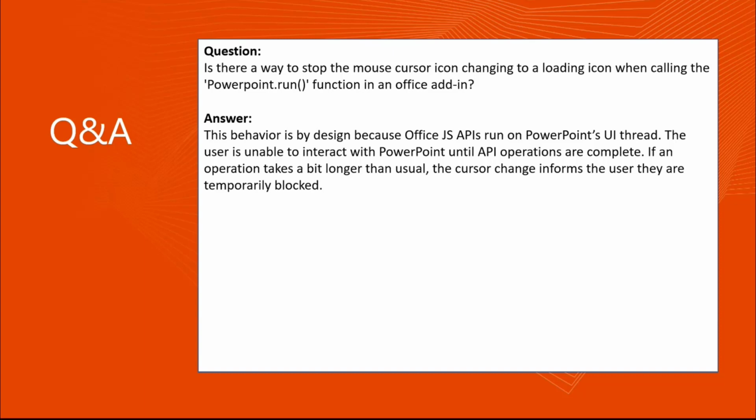And then moving along, we have our Q&A for today. In addition to what Juan already covered, some additional questions. Is there a way to stop the mouse cursor icon changing to a loading icon when calling PowerPoint.run in an Office add-in? This behavior is by design, because the Office.js APIs run on PowerPoint's UI thread. So it's basically indicating to the user that they're blocked until that operation is complete. And if an operation took a bit longer than usual, we'd let them know they can't do anything right now.